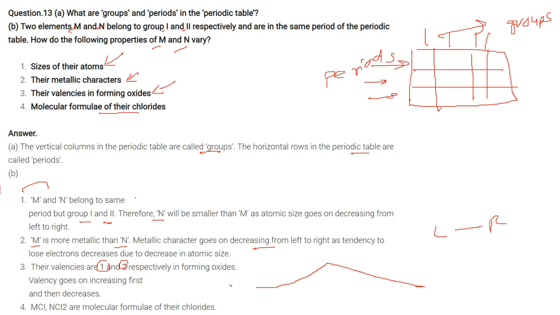Molecular formula of their chlorides. For groups 1 and 2, MCl and NCl2 are the molecular formulas of their chlorides. Valency 1 means it is going to release 1 electron, while NCl2 means N is in group 2, so it has to release 2 electrons. So the chlorine will gain 2 of them. So NCl2.